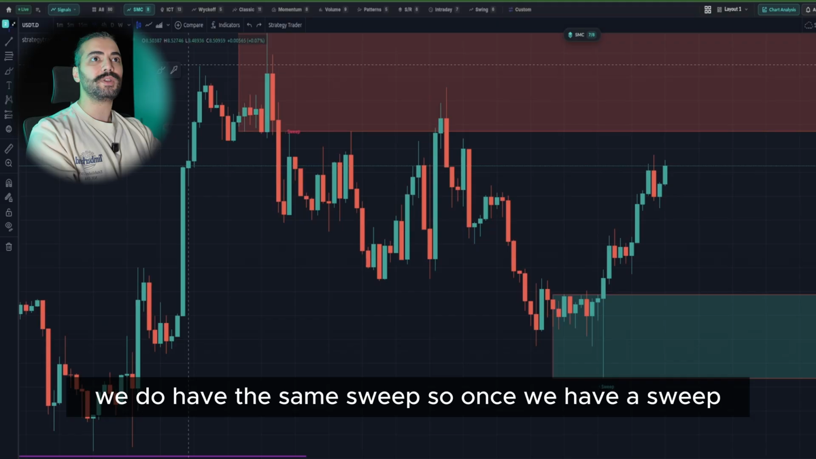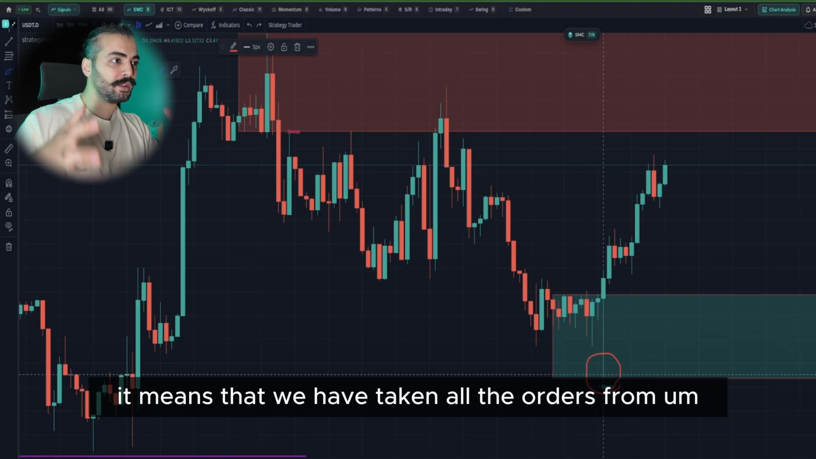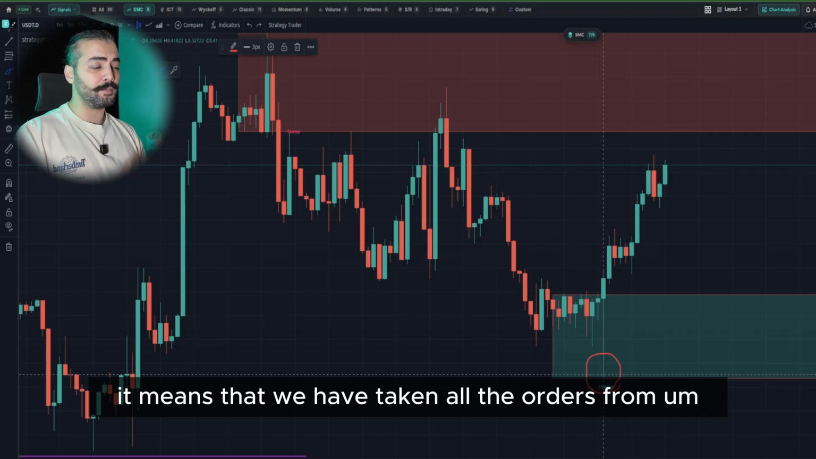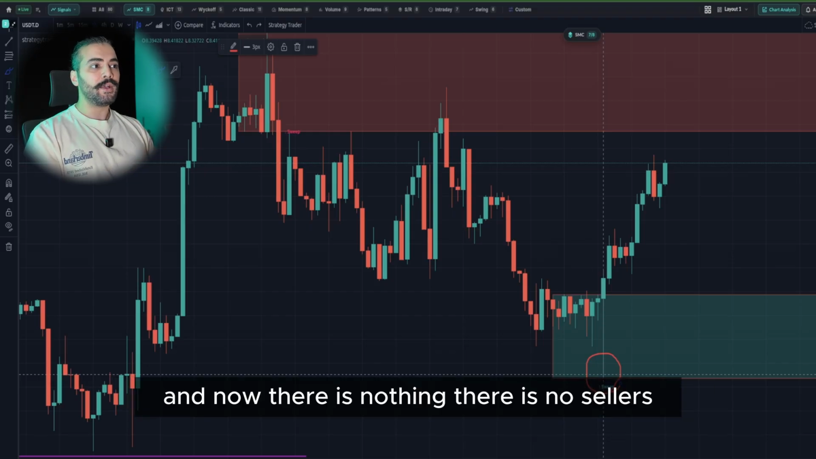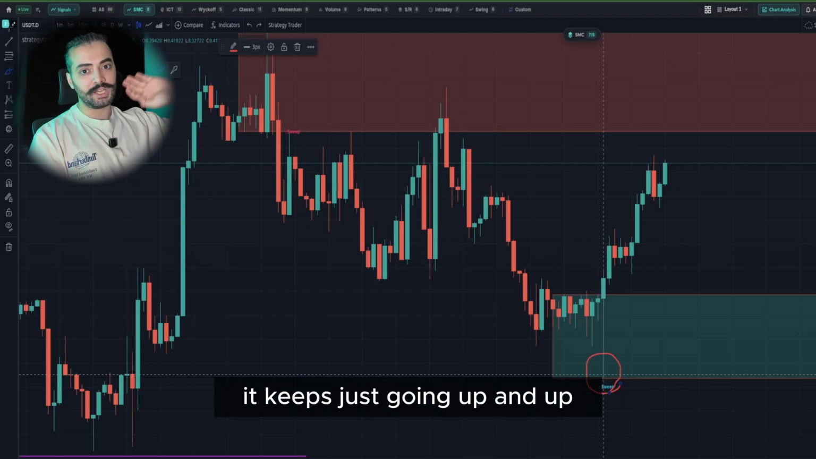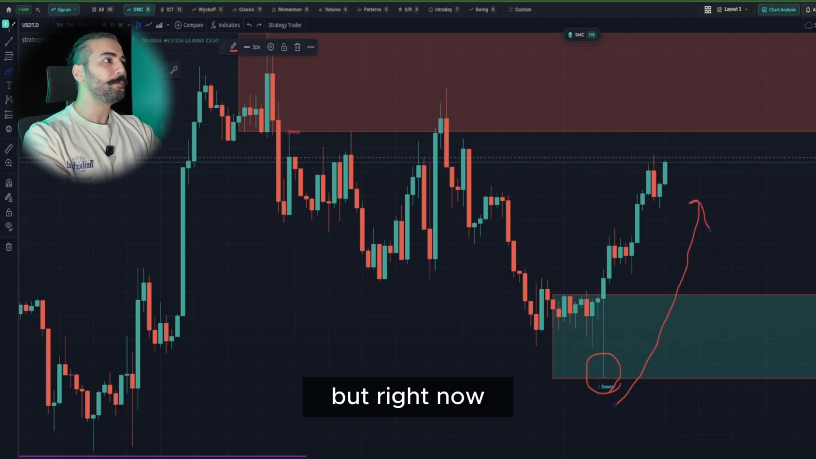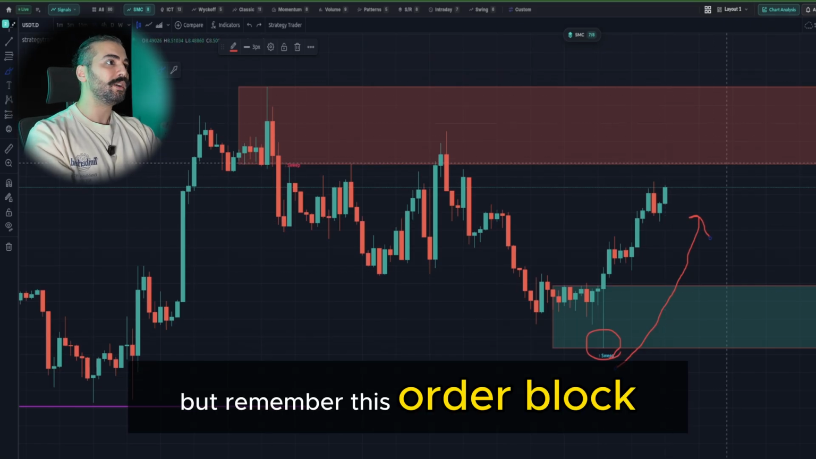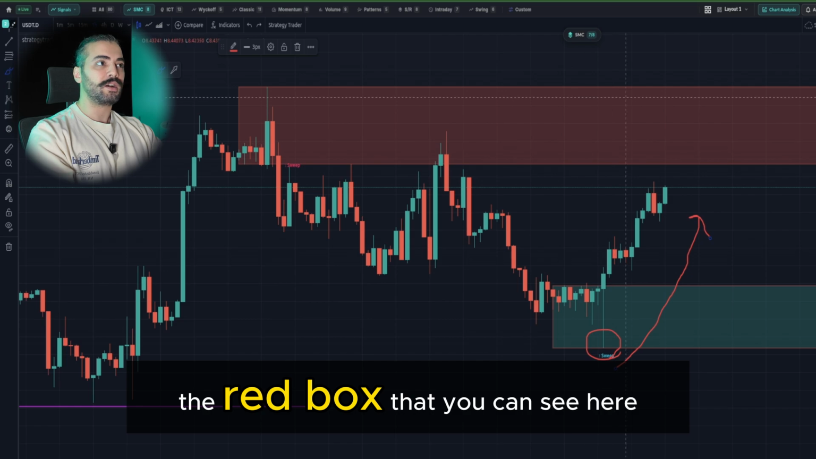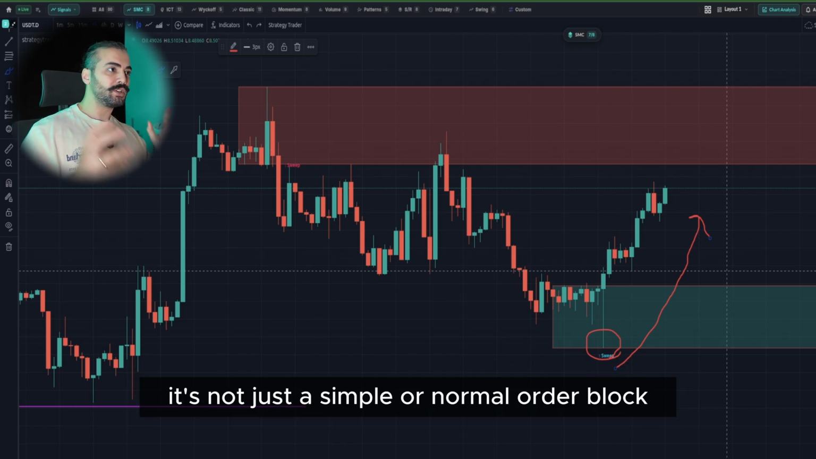So once we have a sweep, what it means is that this shadow here means that we have taken all the orders from the lowest points that was possible, and now there's no sellers. It keeps just going up and up. So this is what we can see here. But right now, even though we do expect a bullish move from here, remember this order block, the red box that you can see here, it's also a huge liquidity zone.